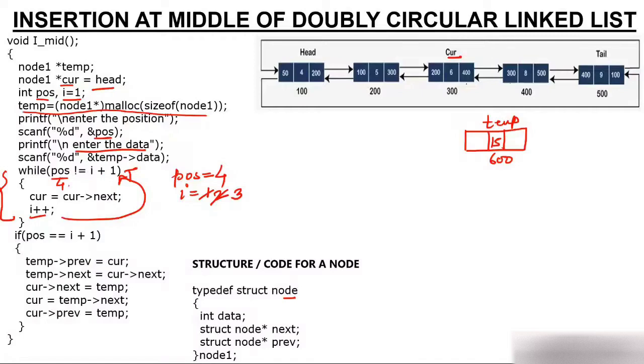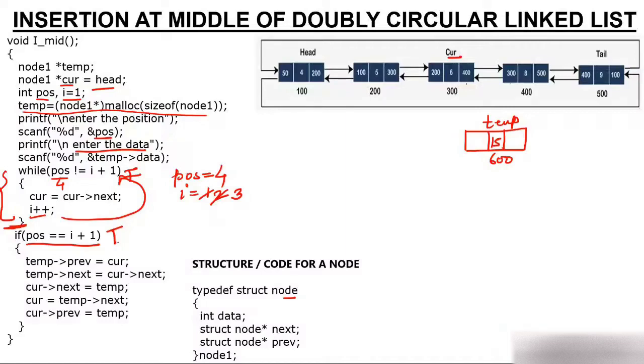Is position, which is fixed at 4, not equal to I plus 1? What is I? 3. 3 plus 1 is 4. Is 4 not equal to 3 plus 1? No, false. 4 is equal to 3 plus 1. The condition becomes false. Now I'll come out of the loop and see the if block. Is position equal to I plus 1? Yes, I've just seen that position is 4 and I plus 1 is also 4. The condition becomes true. Now I'll move inside.